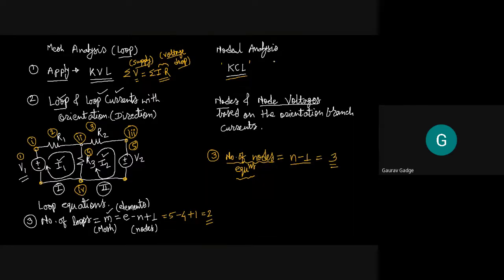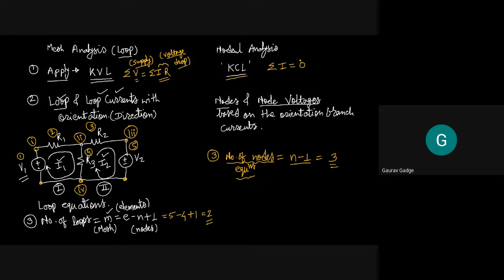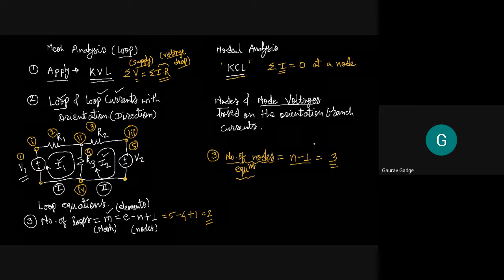Now KCL means summation of current is equal to 0. Summation of current is equal to 0 at a node. At a node, we say summation of current is equal to 0.